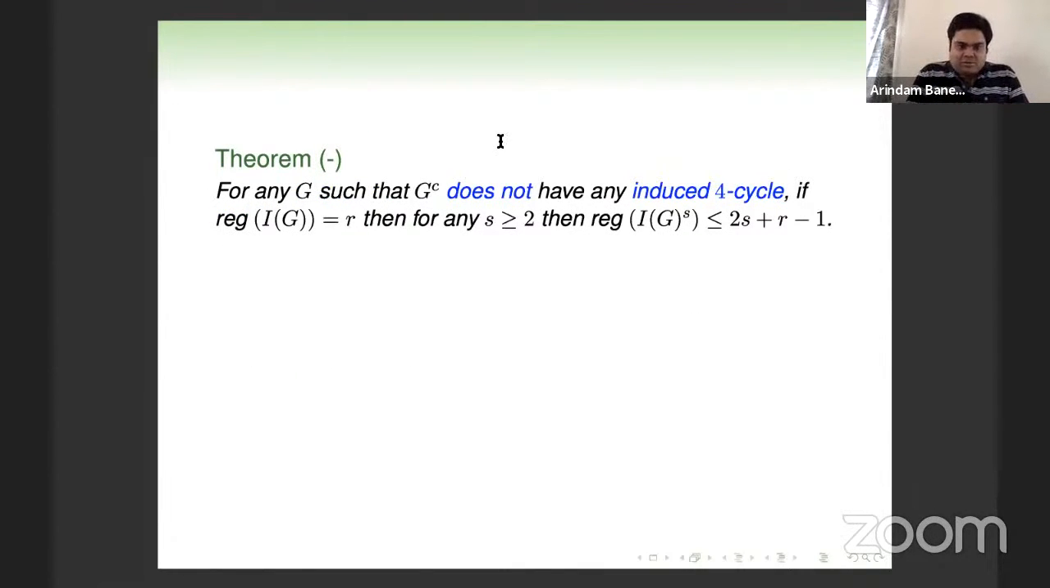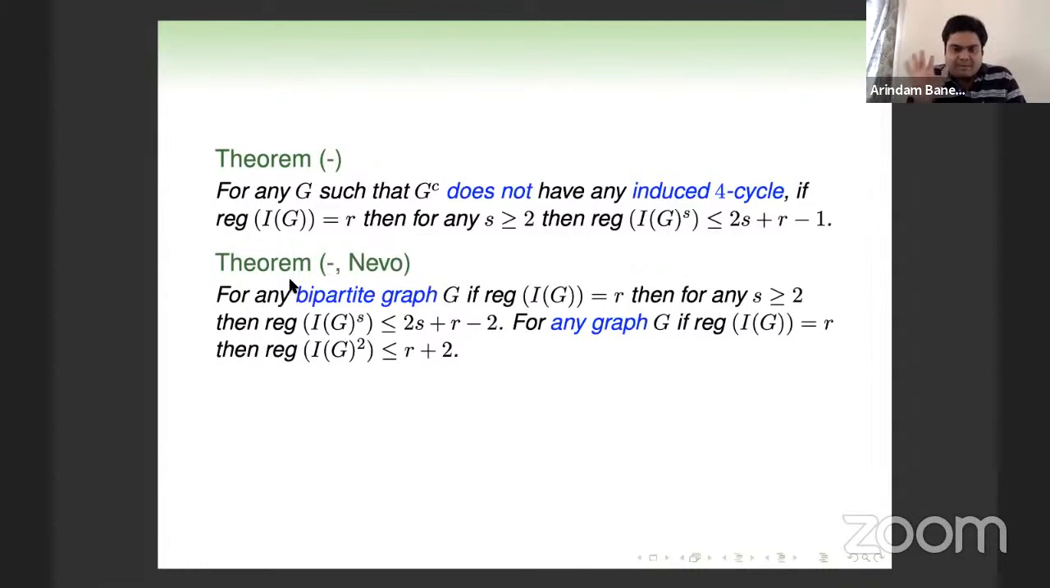In my thesis, I also put the following result: for any G such that the complement of G doesn't have any induced four-cycle, if the regularity of I(G) is r, then for any s greater than or equal to 2, the regularity of I(G) to the power s is less than or equal to 2s plus r minus 1. Now remember that this is basically one more than the optimum possible bound. The optimum bound, because of the Herzog-Hibi-Zheng result, says that regularity of I(G) being 2 implies regularity of I(G) to the power s is 2s. So if I had r minus 2, then this would have been an optimum bound. And unfortunately, I couldn't prove it.